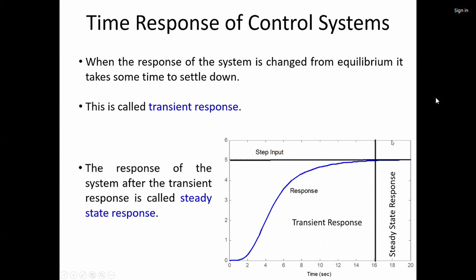Okay. Not necessarily always the output will be equal to input. Okay. Output will be equal to input when your gain equals 1. Okay. But depending on the gain, your output can be very different from the input.